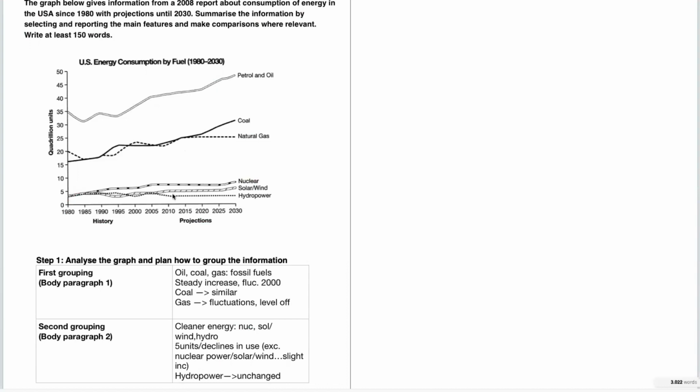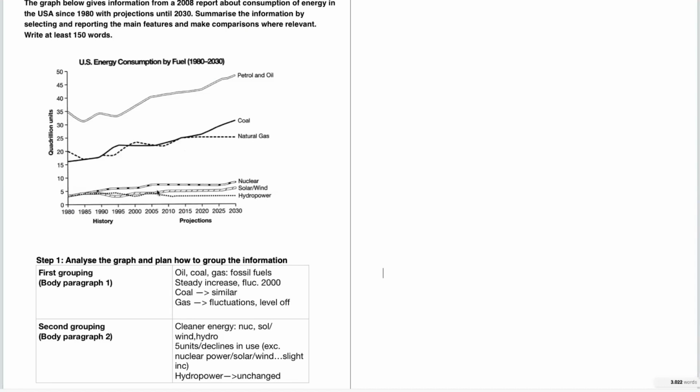Note that I'm not really going to talk about these very slight decreases in terms of numbers. I'm not going to go into every minute detail because we have 150 words as a minimum. It really isn't that much. So I'm going to use it in my essay just to call attention to these main features and comparisons. So this is our first step.